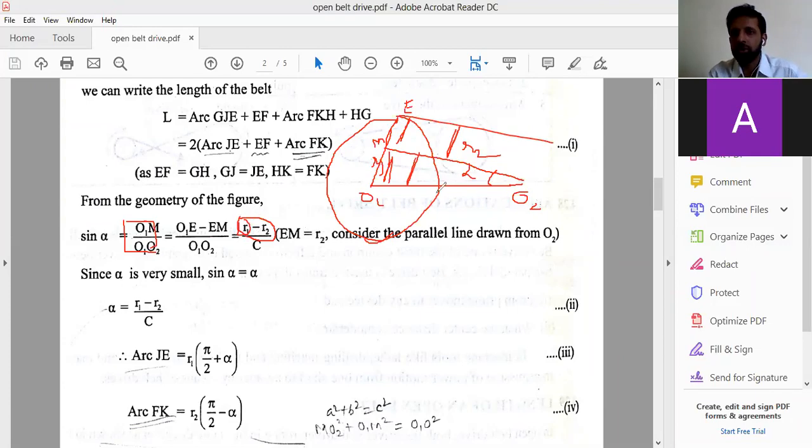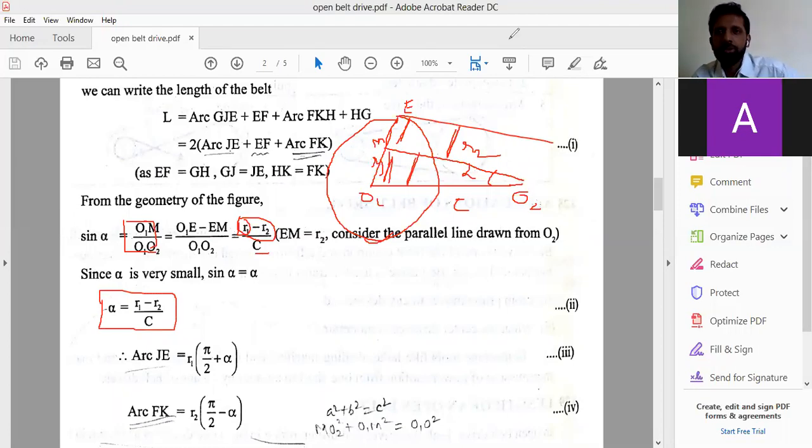Next, O1O2 is nothing but the center distance between the two pulleys, which is denoted by C. So R1 minus R2 divided by C is your sine alpha. Since alpha is going to be a very small angle, the sine will be neglected. So instead of sine alpha, it is going to be taken simply as R1 minus R2 divided by C, because alpha is a very small angle.